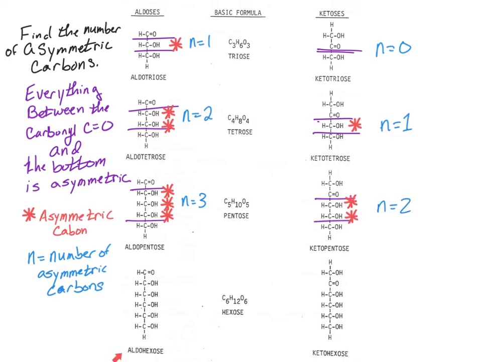For our aldohexose, here's our carbonyl, here's our bottom. In between we have 4 carbons. All of them are asymmetric. n is equal to 4. And finally for our ketohexose, here's our carbonyl, here's our bottom. In between we have 3 carbons. n is equal to 3 for the ketohexose.